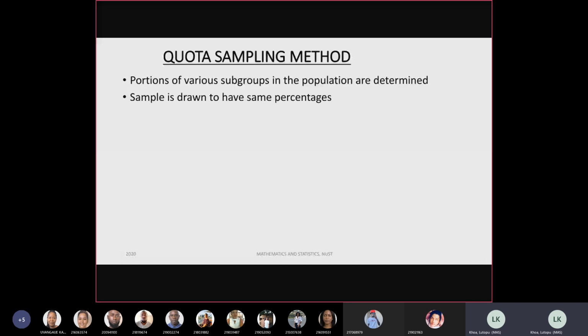So if I wanted to sample students at NUST, and I know we have 32% female and 38% male, and I say, okay, I'm going to sample, somebody asking a question.